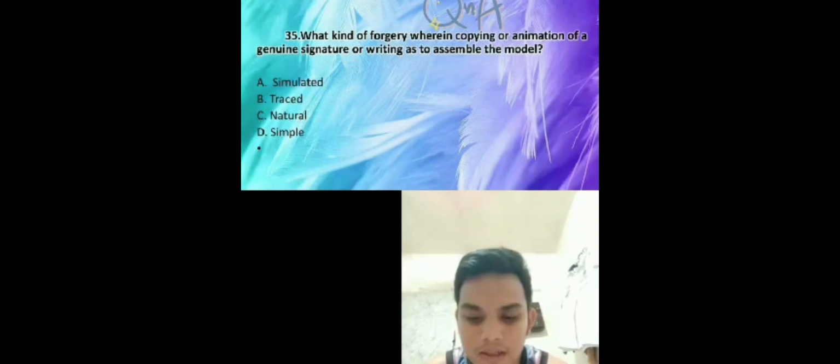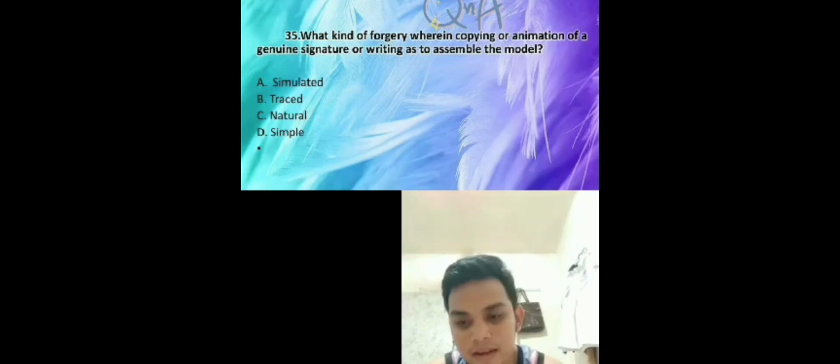Letter B, trace. Ito ay mali dahil ang ganitong uri ng pamimeke ay nagsasangkot ng direktang pagsusubaybay sa isang tunay na lagda o pagsulat. Letter C, natural. Ito din ay mali dahil ang terminong ito ay karaniwang tumutukoy sa isang lagda o dokumento na mukhang tunay ngunit aktwal na nilikha sa ilalim ng mga pangyayari na naghinala dito. Letter D, simple. Ito ay isang malabong termino at hindi tumutukoy sa isang partikular na uri ng pamimeke sa forensic na termino.